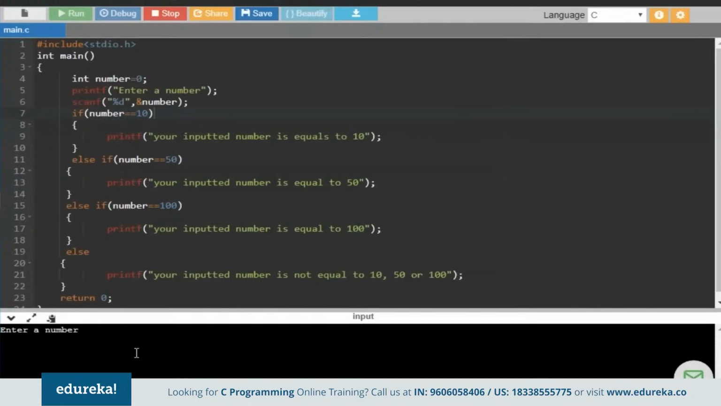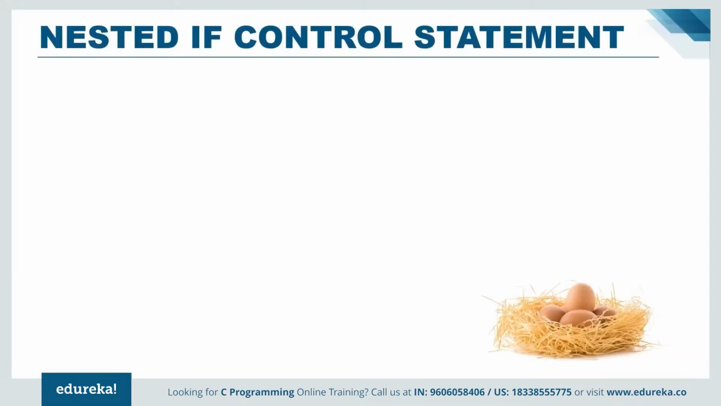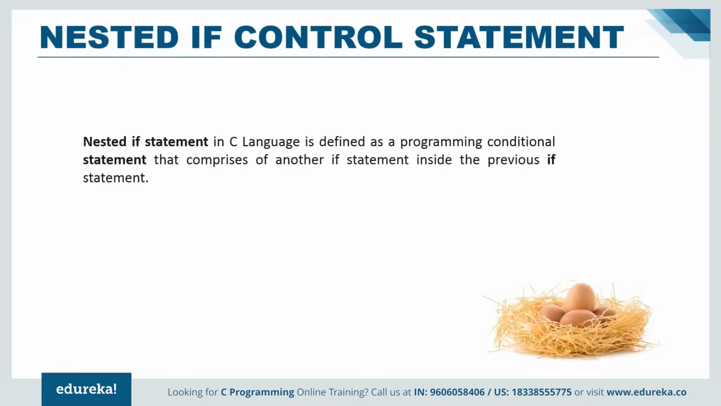Now let me try to input the number 100. As you can see, 100 matched with the third set of statements and the message which is present in the third block is executed. With this, let us move on to the next type of control statements, which is nested if. A nested if statement in C language is defined as a programming conditional statement that comprises another if statement inside the previous if statement. In a simple way, it's actually an if statement which includes an if statement inside it.